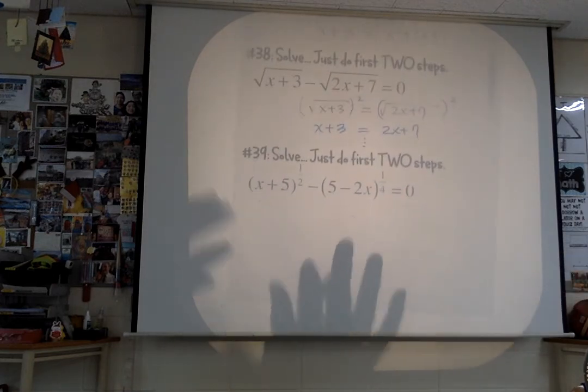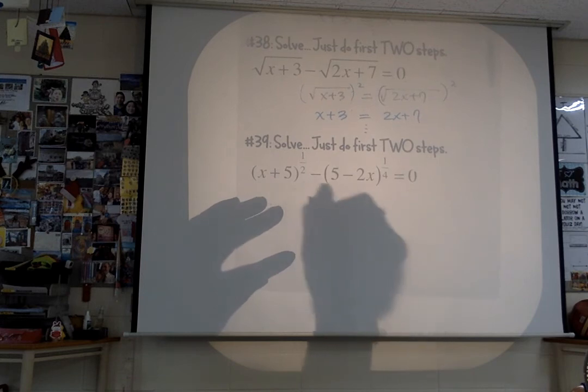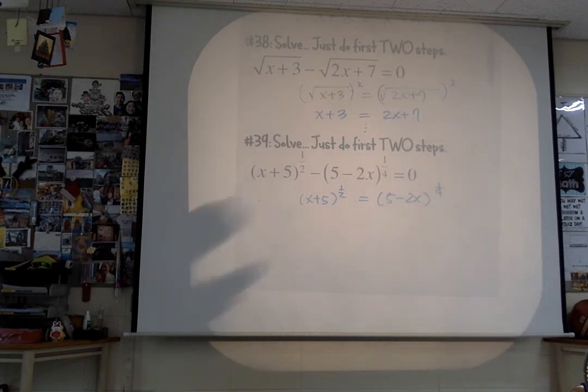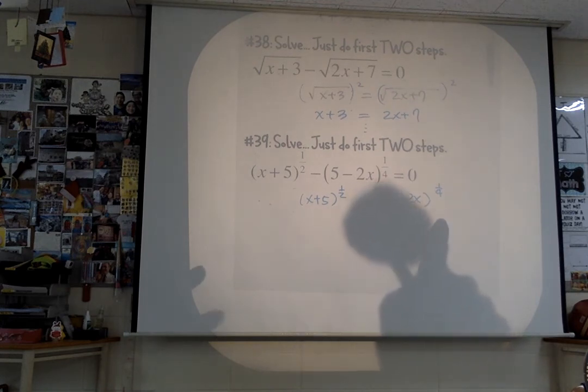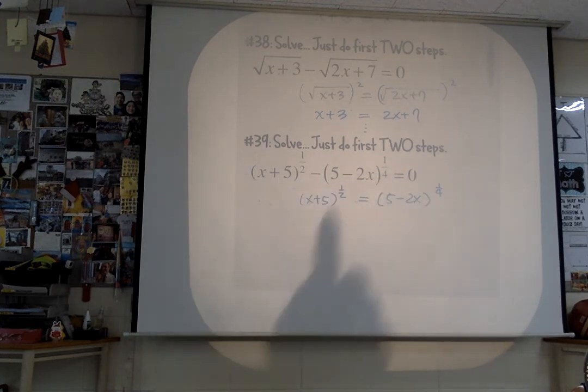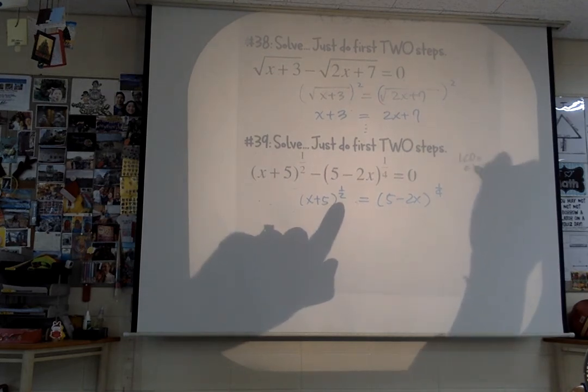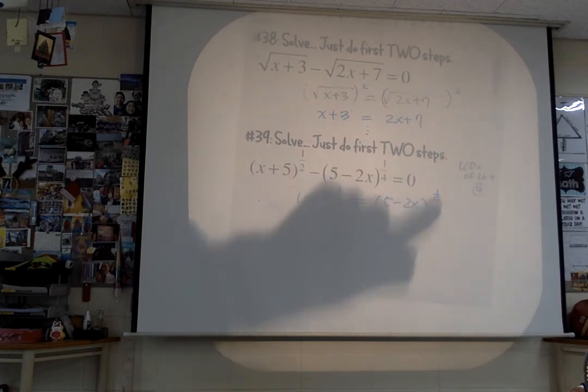All right, this was a tricky one. I hope your first step was this is equal to 5 minus 2x to the 1/4. But now we have two different exponents, 1/2 and 1/4. One's the fourth root, one's the half root, right? So all you do is find the LCD of 2 and 4, which is 4, because that'll release this one and this one.